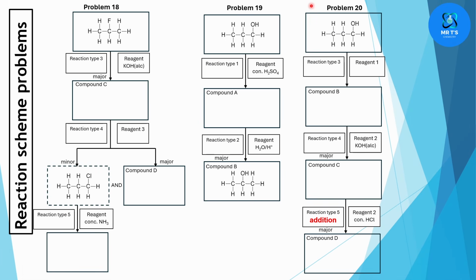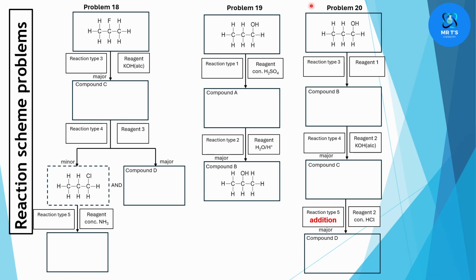Okay, let's have a look at this reaction scheme. So this reaction scheme, you should have gone through all of the different types of reactions that you might have for level 2 chemistry, or what would be your first organic chemistry course. Now we've got problems 18, 19, and 20. They either have 2 steps or 3 steps in them.